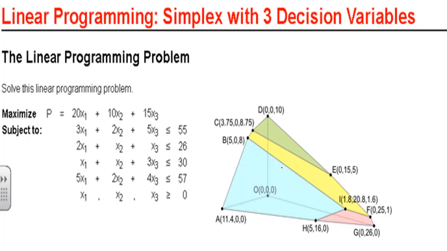Here is the feasible solution that we find out with the help of the graph. But now we will try to find out its solution with the help of the simplex method. And the simplex method also has the 3 decision variables.